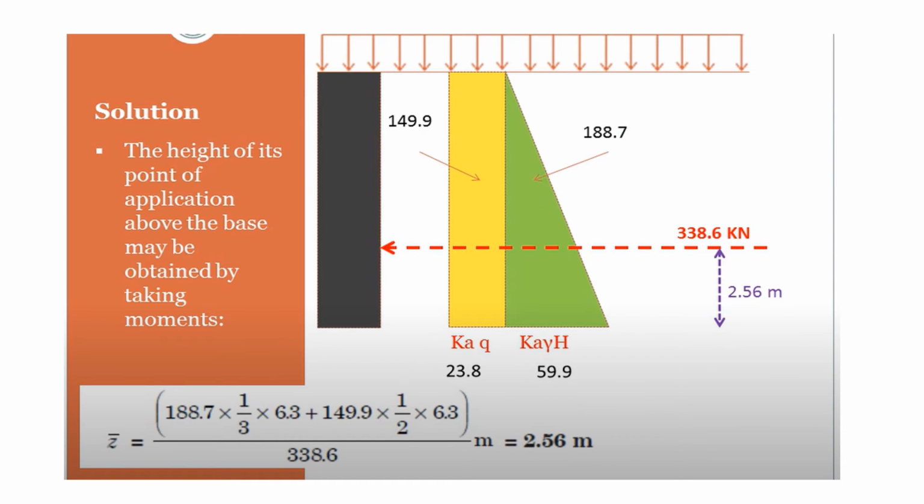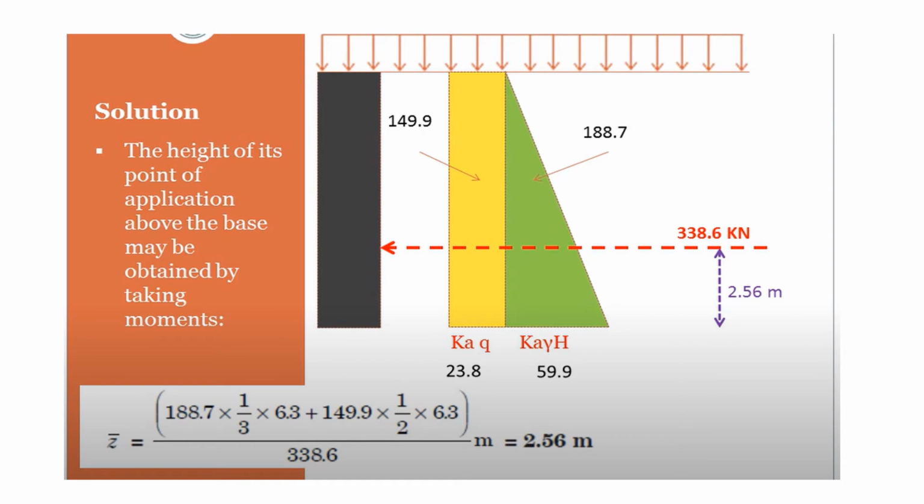And in order to find the point of application of this force, for that we have to find the moment, and for each of these forces corresponding to each of these pressures, that is for pressure 149.9, the point where it will be acting will be at the h by 2 distance, as the shape of this pressure distribution diagram is rectangle.